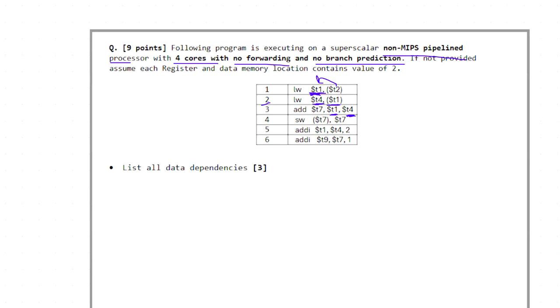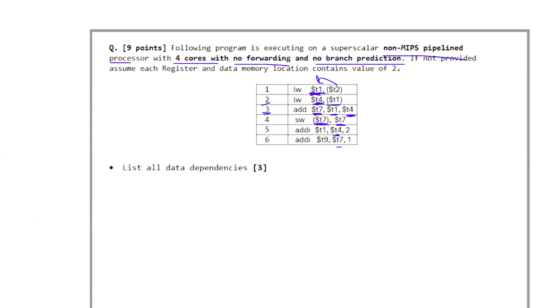In line 4, this T7 relies on this T7. In line 5, T4 relies on T4 all the way back in line 2. In line 6, T7 relies on T7, the T7 in line 3, not the one in line 4, because this is a memory address. So that's what you want to keep in mind.